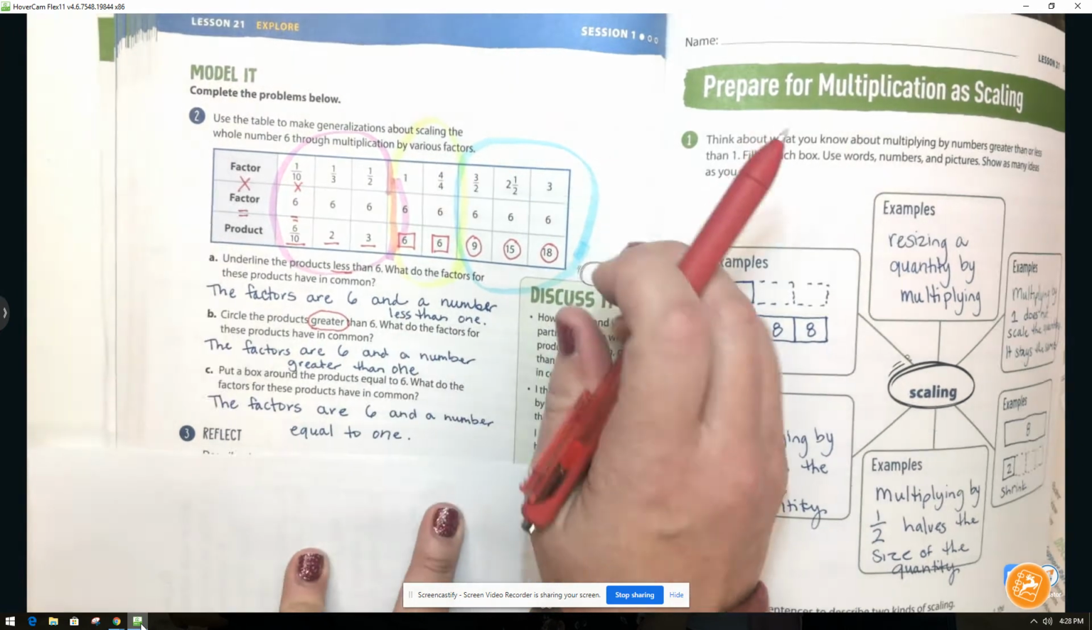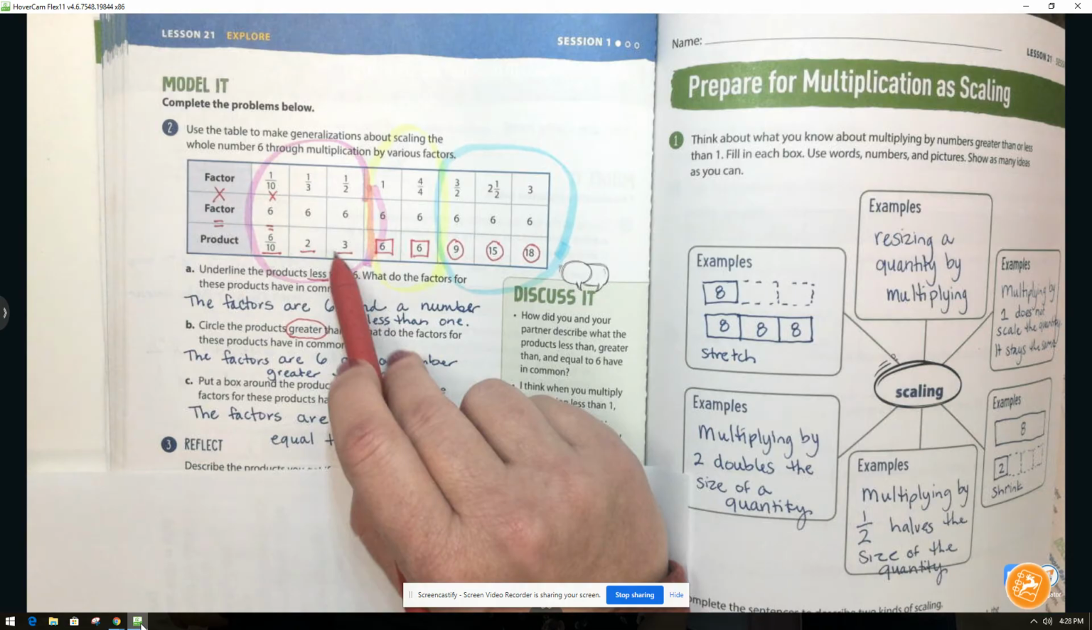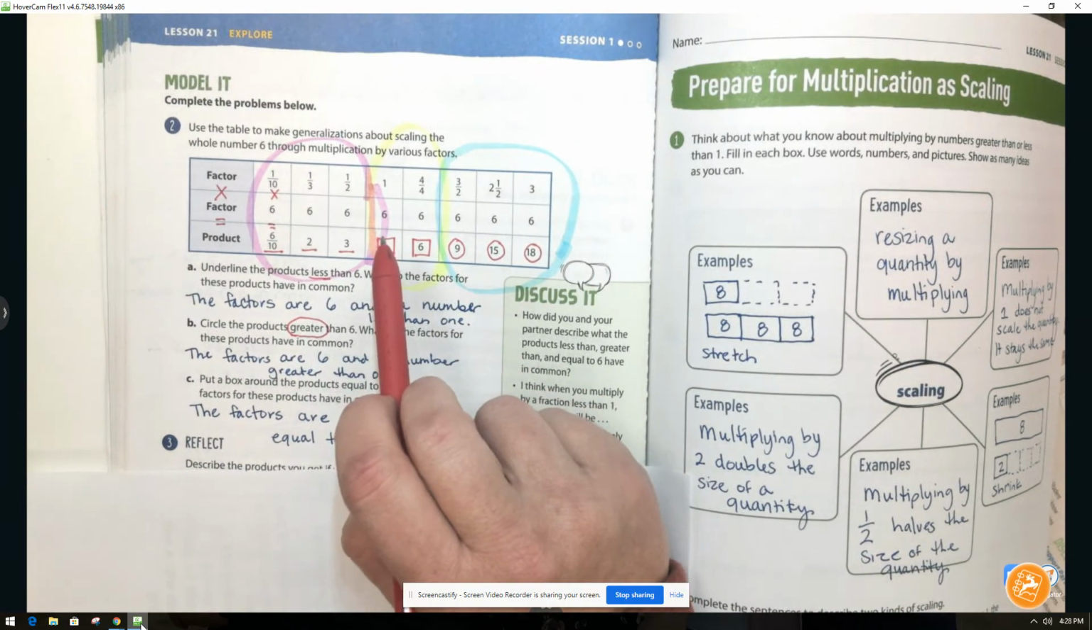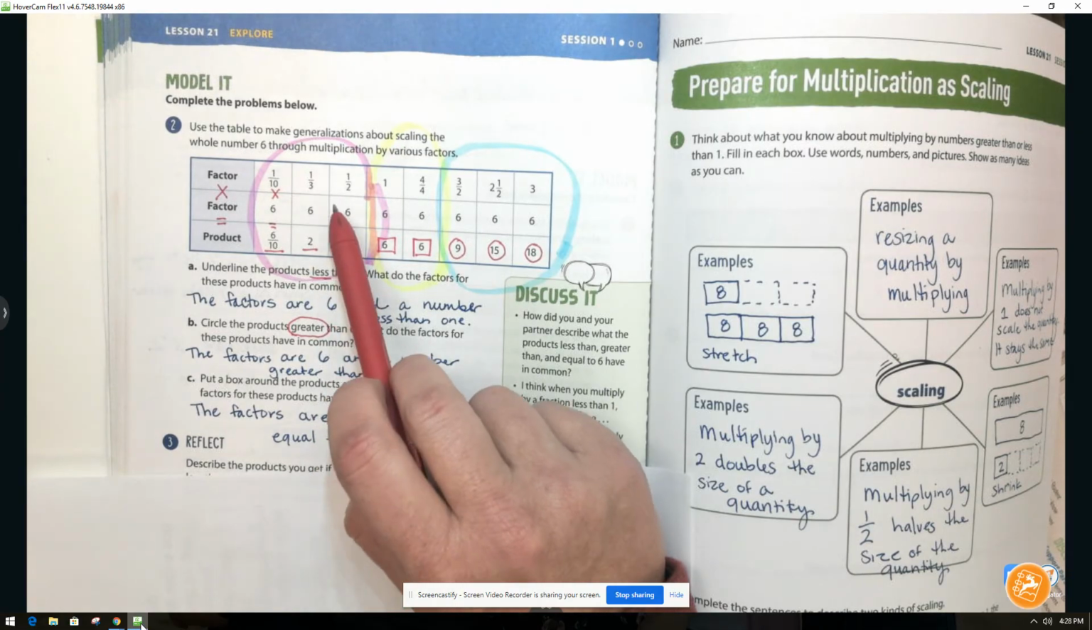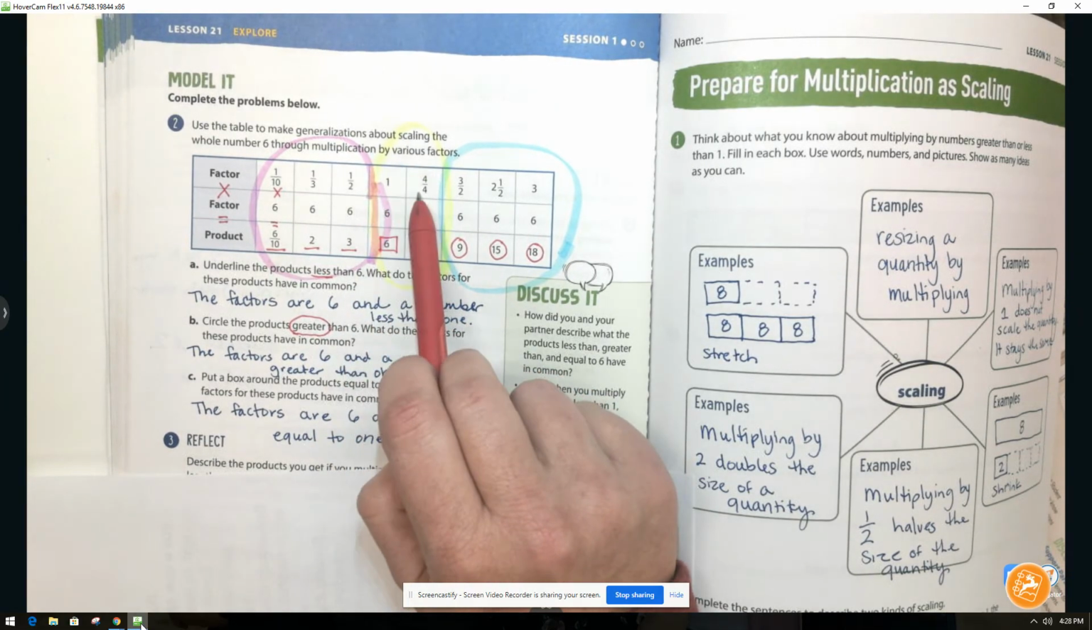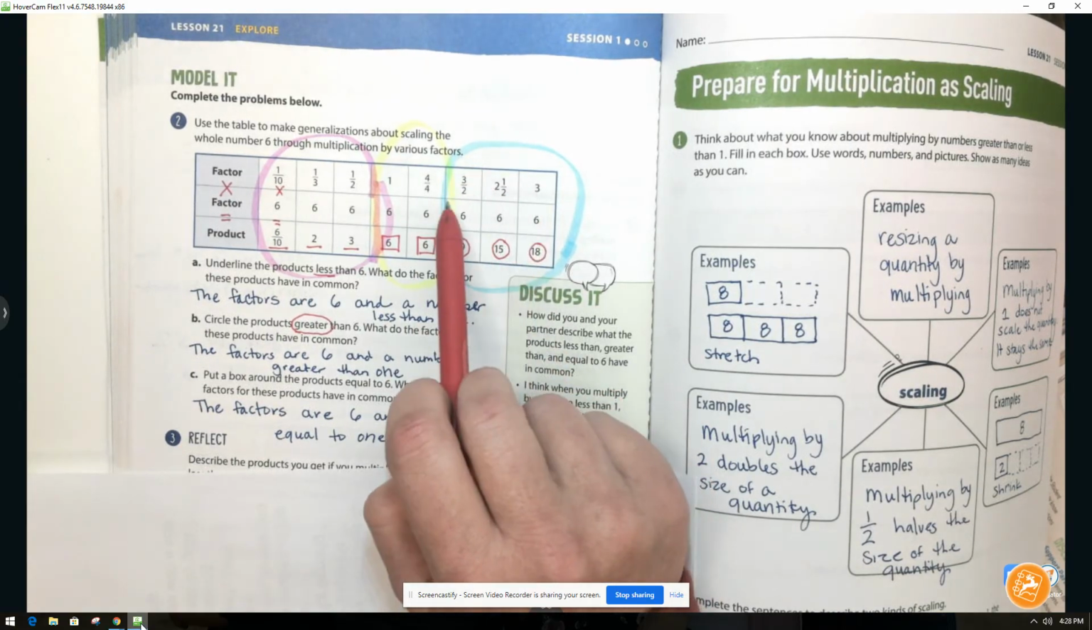So what can you notice about using this table as an example? What are some things that you notice about when you multiply by a factor less than 1, a factor equal to 1, and a factor greater than 1?